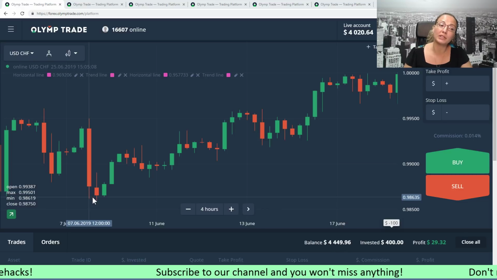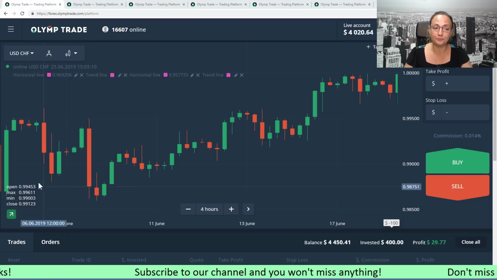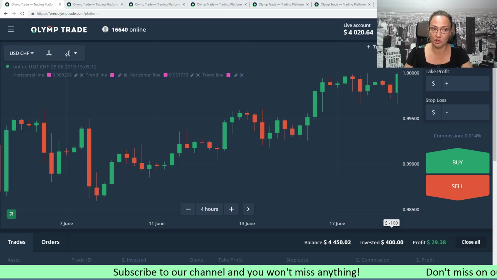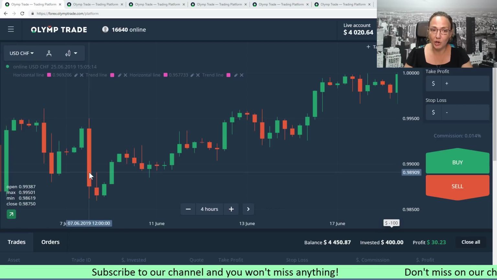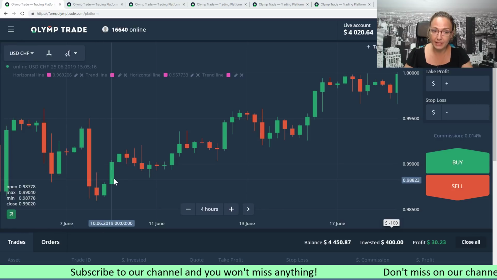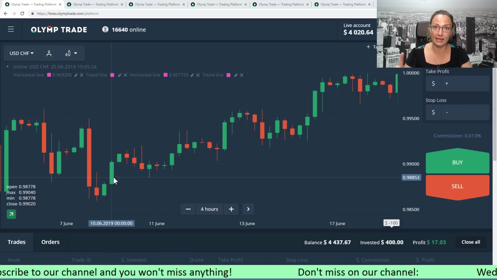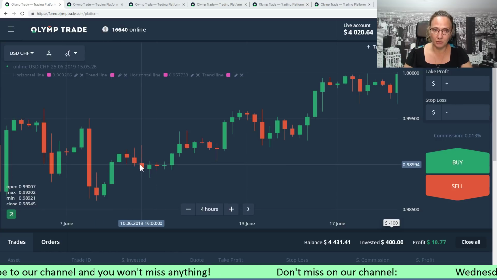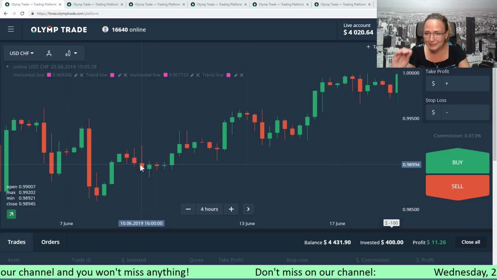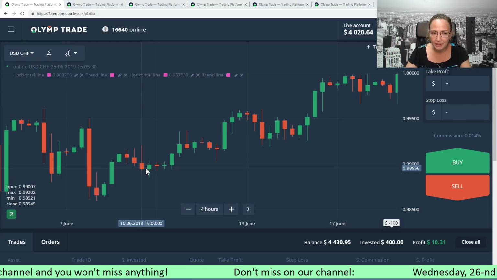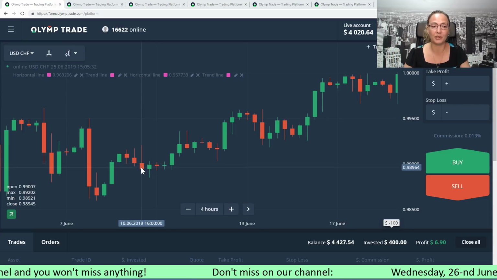Also, please note, take a look at the bottom left corner of the chart. If you put your cursor on any of the candlesticks, it will show you the opening price, the maximum price, the minimum price, and the closing price of that candle. So you don't have to minimize and see when did it open and when did it close. You have all the information right here in your bottom left corner.